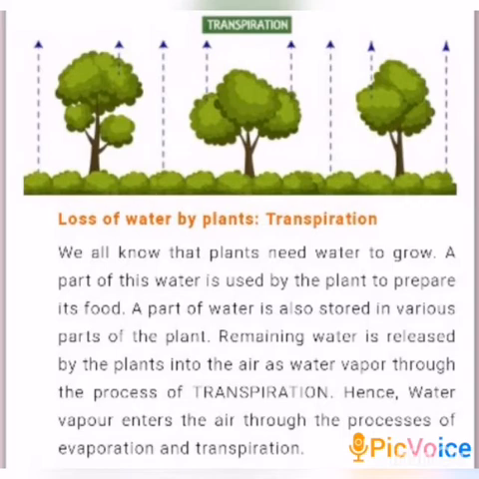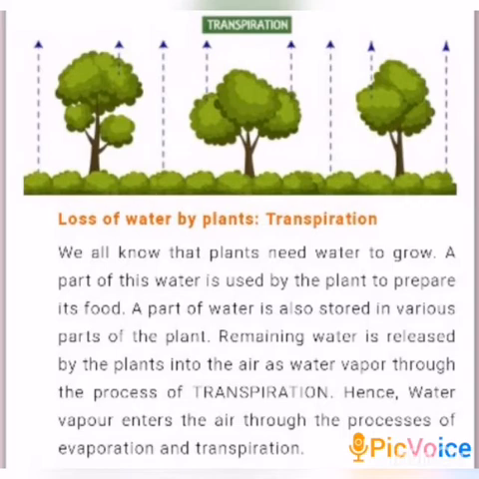Then, a part of water is also stored in various parts of the plant. Then, what about the remaining water, children? The remaining water or the excess water is released by the plants into the air as water vapor through the process of transpiration. What do you mean by transpiration, children? The loss of water from plants.